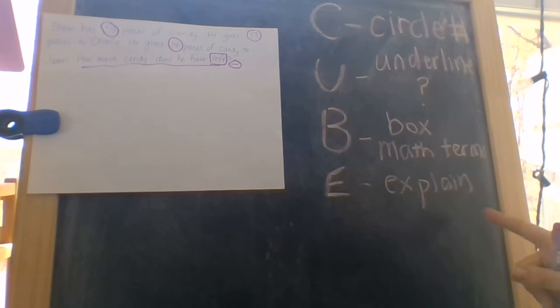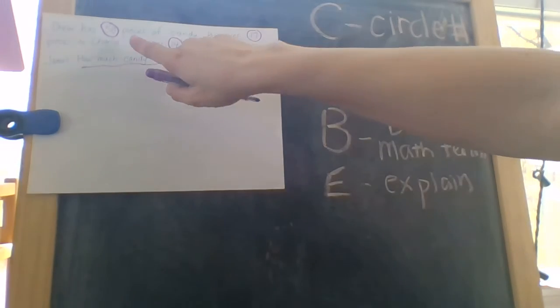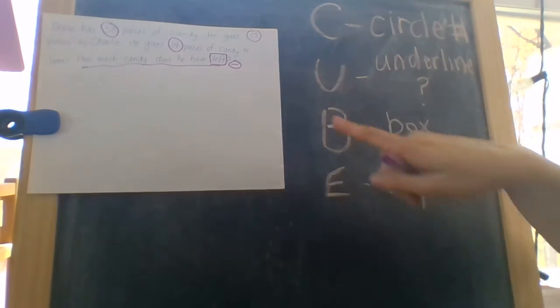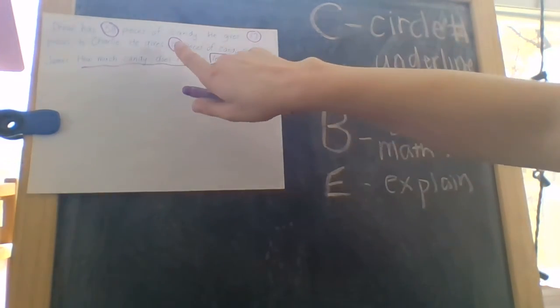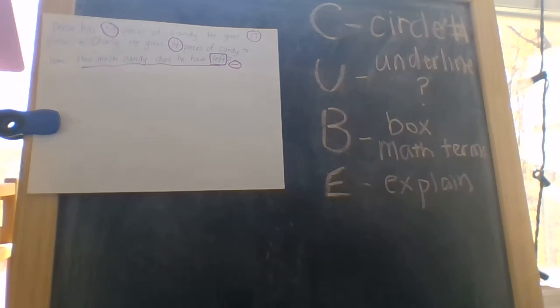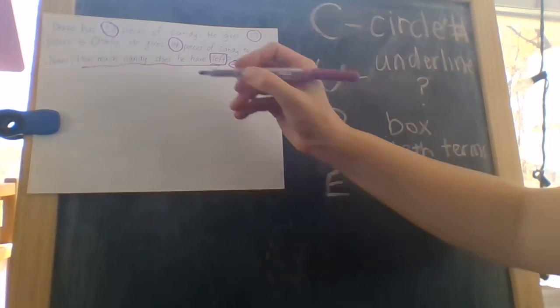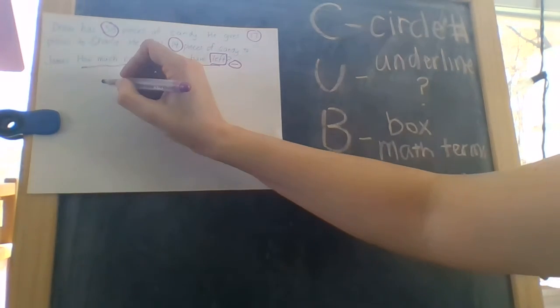Let's see, I'm going to try to explain it. It says he starts with 58 pieces. He gives away 17 to Charlie, 14 to James. How much does he have left? Now, there are two ways to approach this. I could do repeated subtraction, or I could do addition and then subtraction. So I'm going to show you both ways. Let's start with just subtraction.